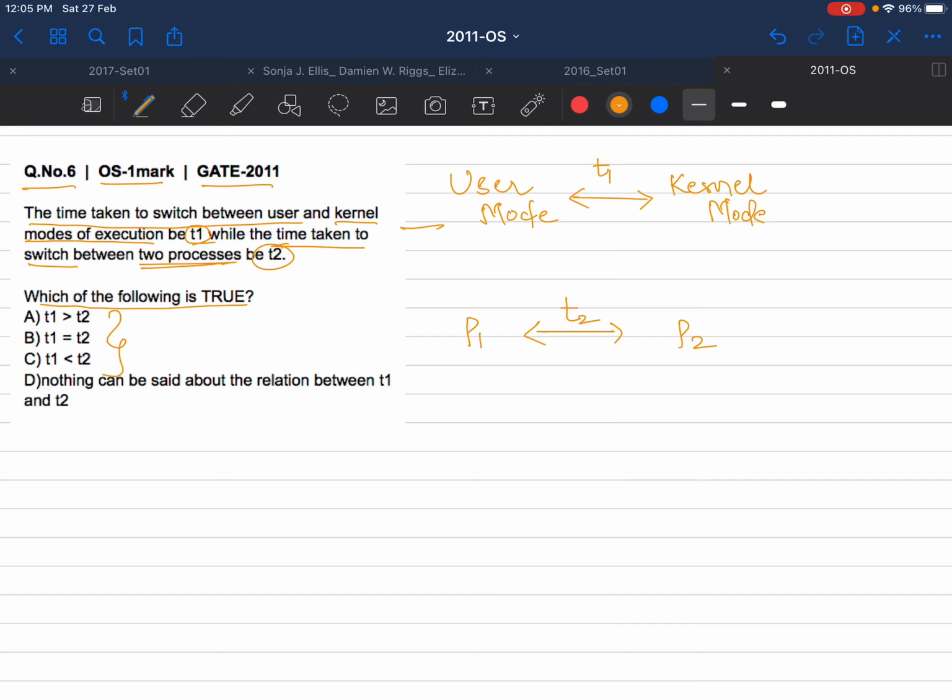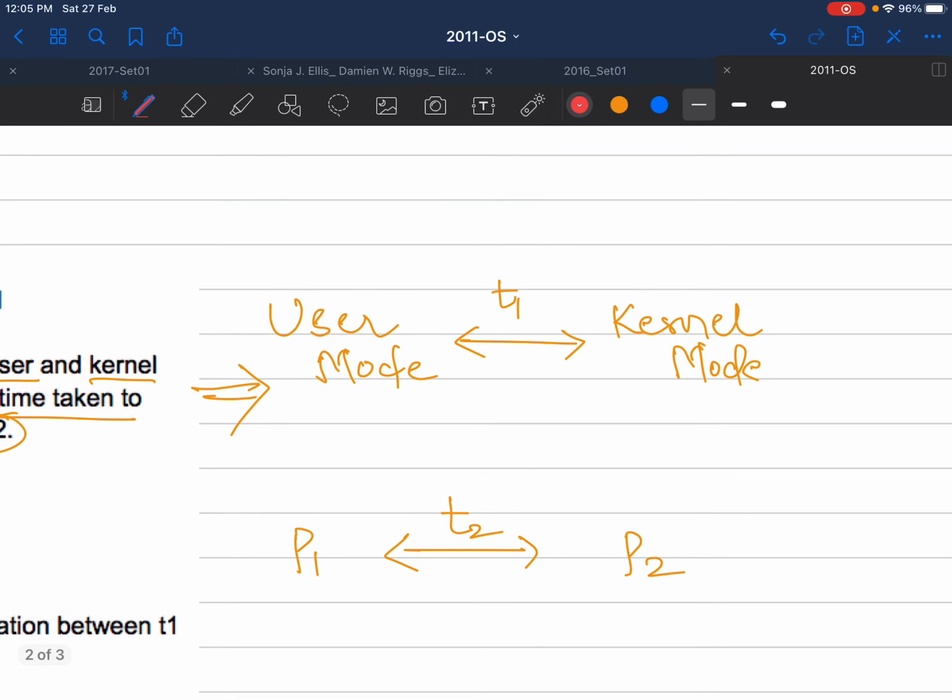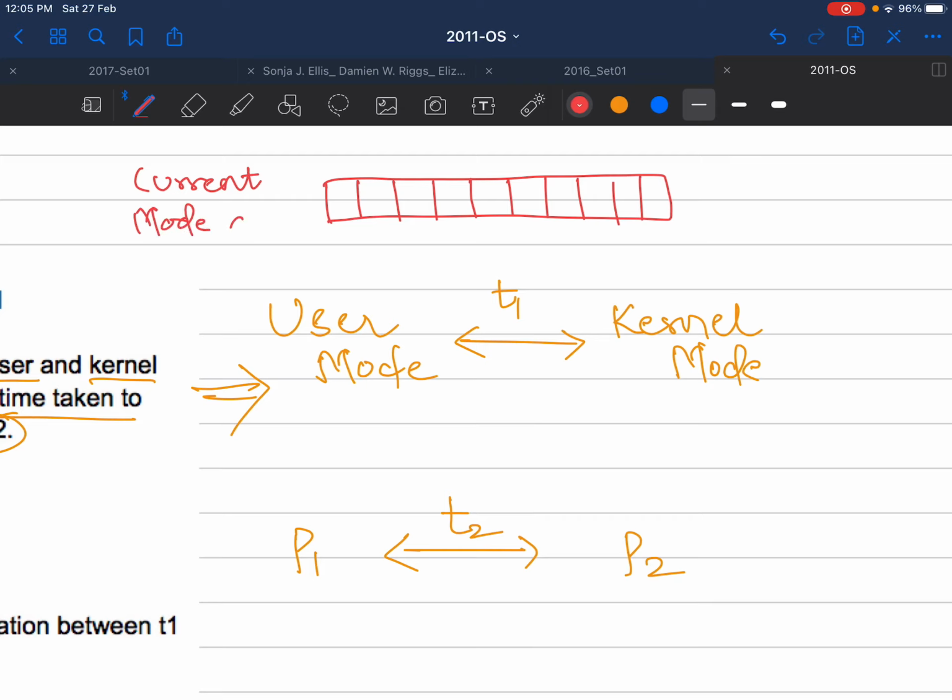Now let's first focus on the concept of T1. As we all know, user mode and kernel mode are represented in hardware by a bit. So in any operating system, the current mode of execution is represented using a bit in a hardware register. So this is some hardware register, and some bit, let's say this bit, represents the current mode of execution.